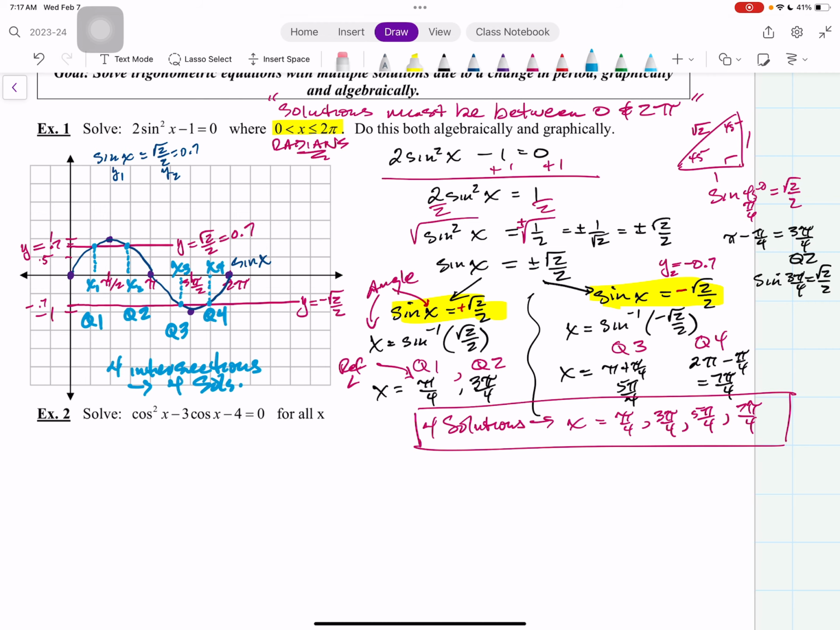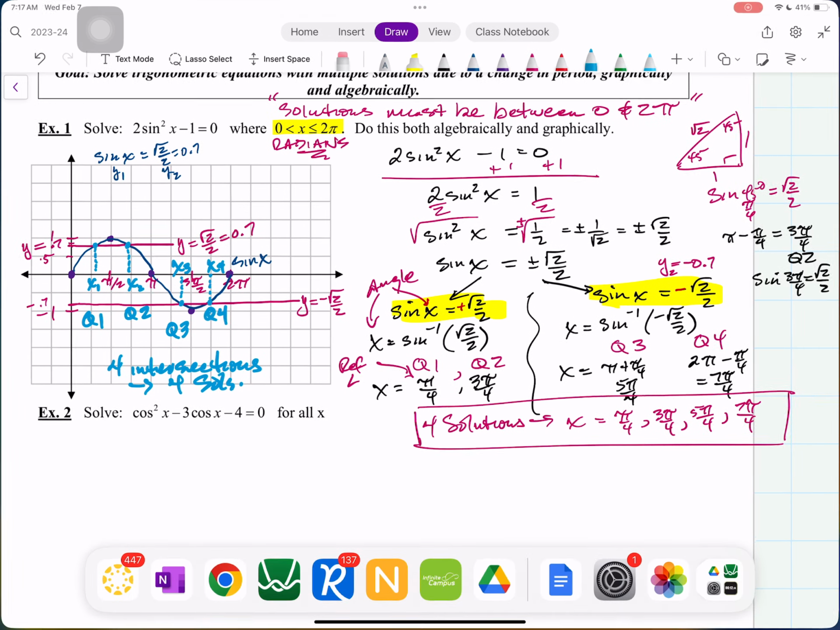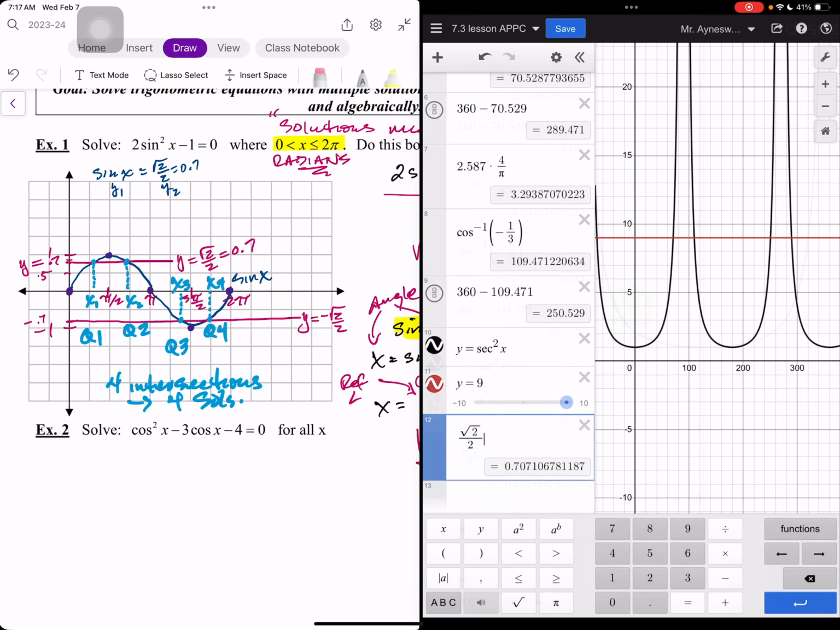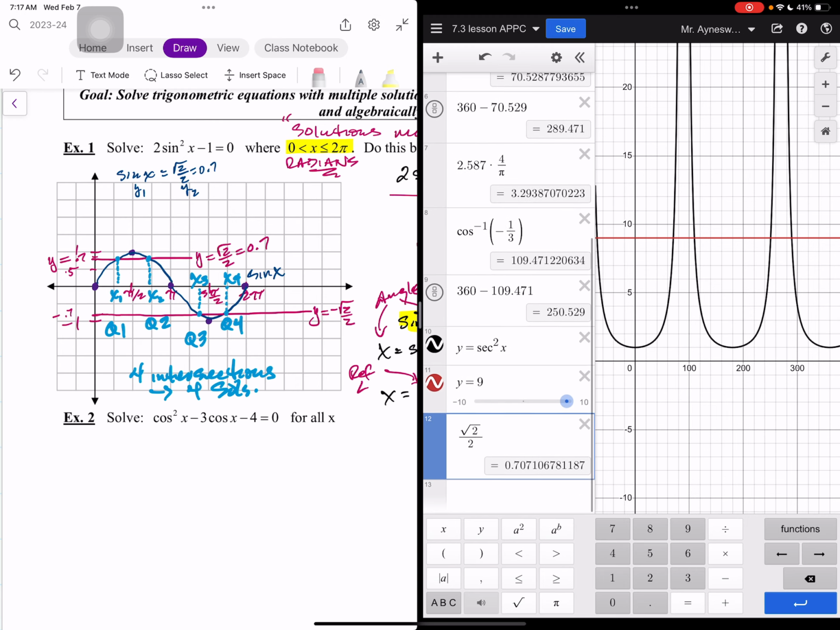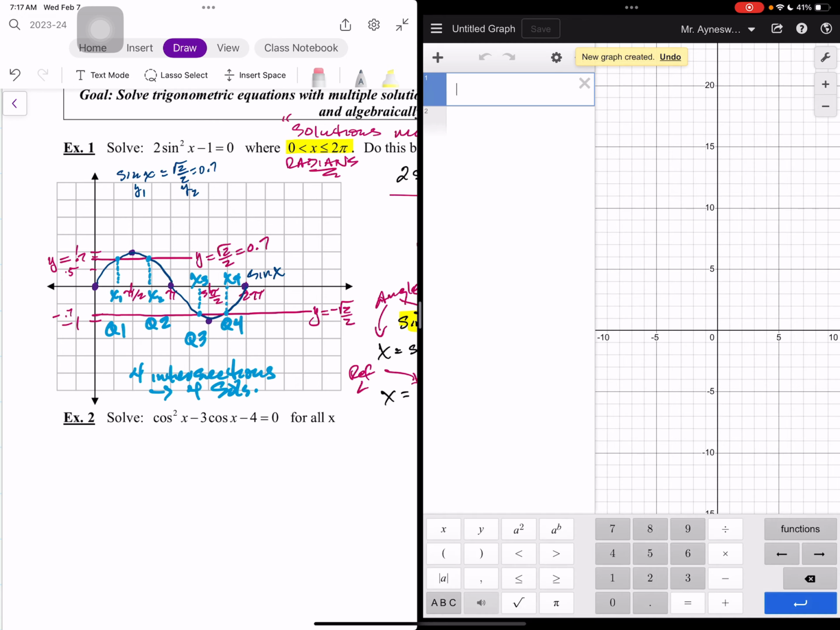Now, just to verify this, we're going to do something cool and show you what's going on in the graph. So I'm going to go up here, into a new blank graph. This is Desmos. I don't have a TI-84 app on the iPad, so I'm going to use the Desmos app, which is amazing.